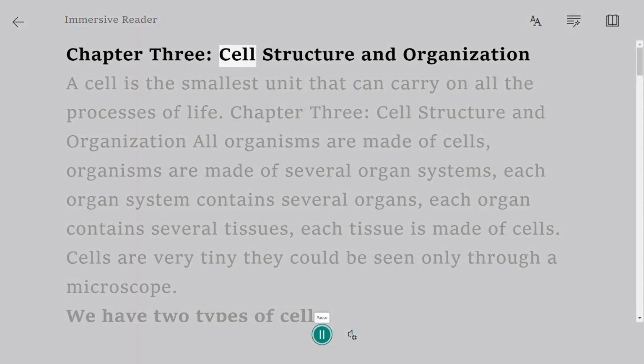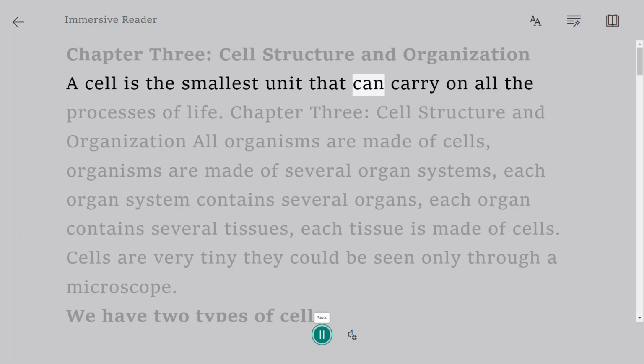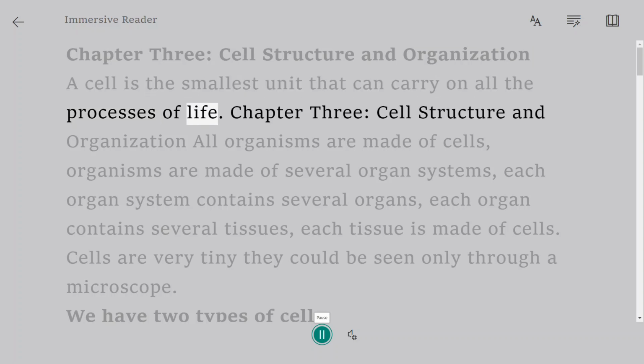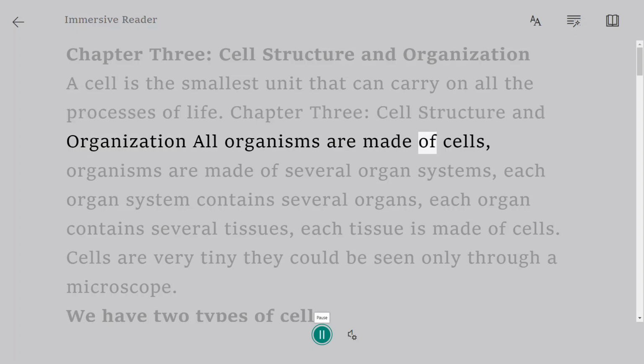Chapter 3, Cell Structure and Organization. A cell is the smallest unit that can carry on all the processes of life. All organisms are made of cells.